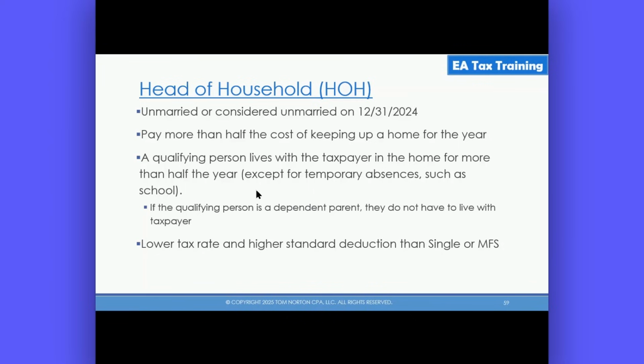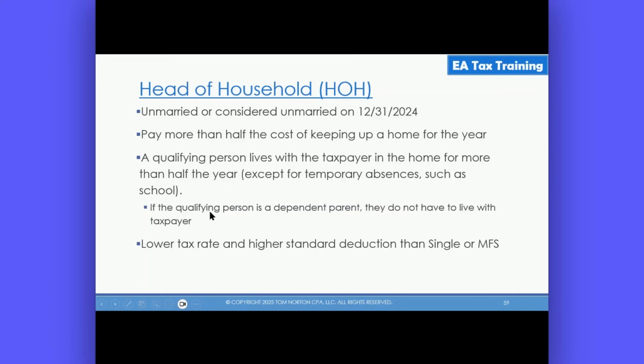So they're off out of town in college for a part of the year. That will not be considered against them. As long as their home is still the parent's home, then they will be considered to have lived in that home even for that time that they were away in college.